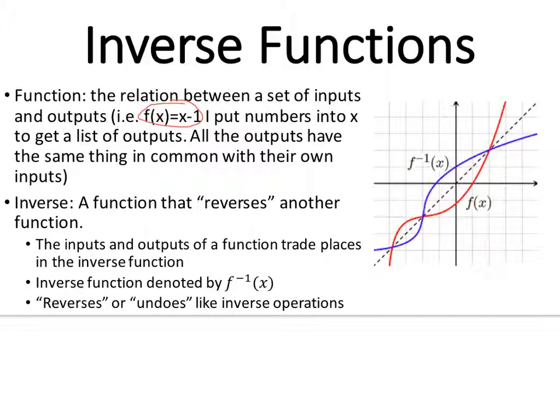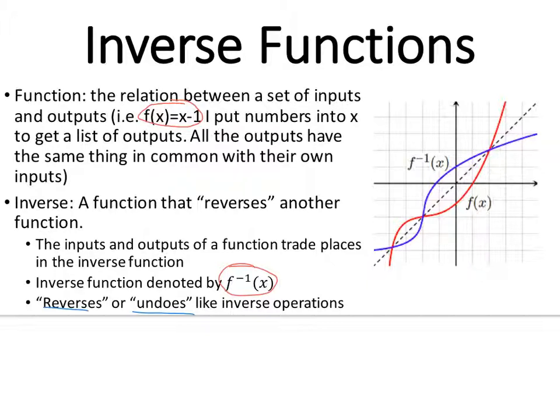So an inverse function is a function that reverses another function. So the inputs and outputs of a function trade places in the inverse function. The way that we're going to denote inverse functions is with that little exponent of -1. That just stands for inverse function. So when we think about inverse functions, I want you to think about the words reverses or undoes. We need to think of inverse functions the same way as inverse operations. It's going to either undo what's being done or cancel out what's happening.